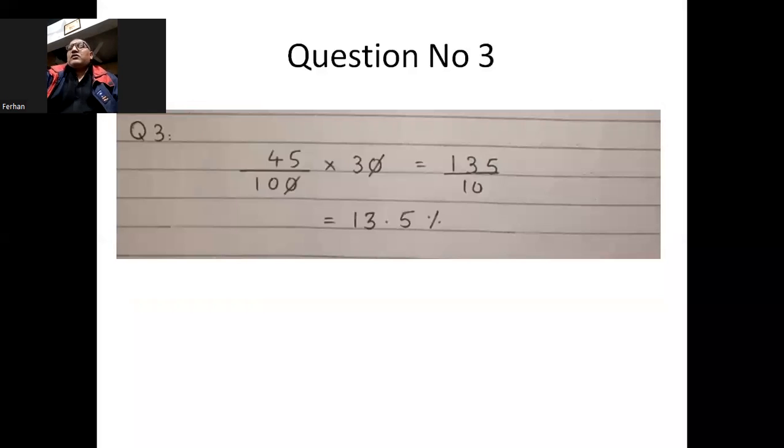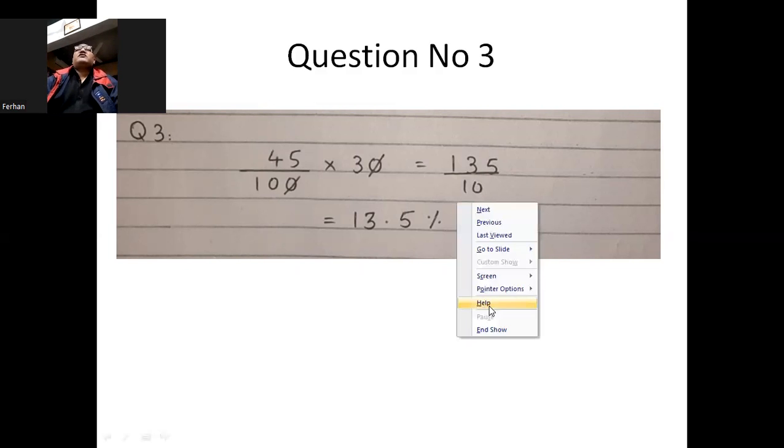So here we go. 45 by 100 multiply 30, the zeros are cancelled. So you multiply 33 with the 45, that will be 135 by 10. By 10 means move the decimal one step to the left. So you will have 13.5%. 13.5%. So that's the answer.